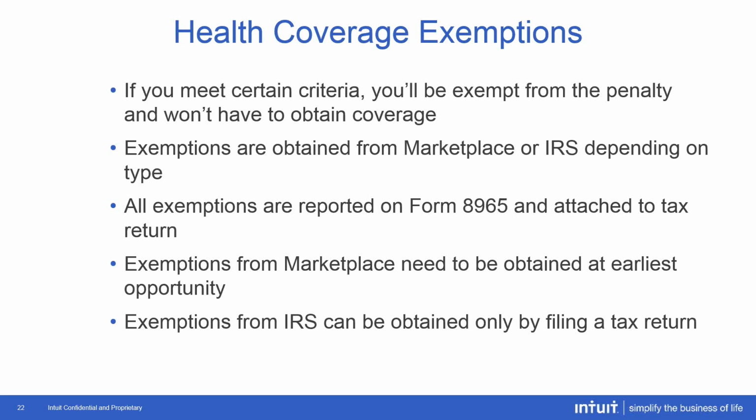And it's a little tricky because there's a group of exemptions where we're physically claiming them on the tax return. And then the other exemptions where you may have gotten them through the marketplace, the IRS still wants to see those exemptions and the exemption certificate number on the 8965.